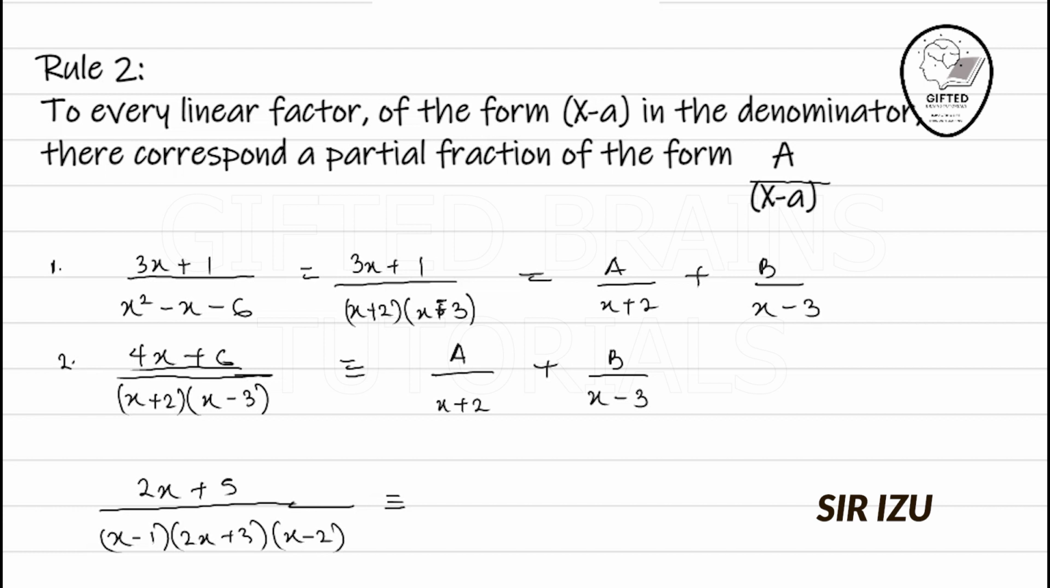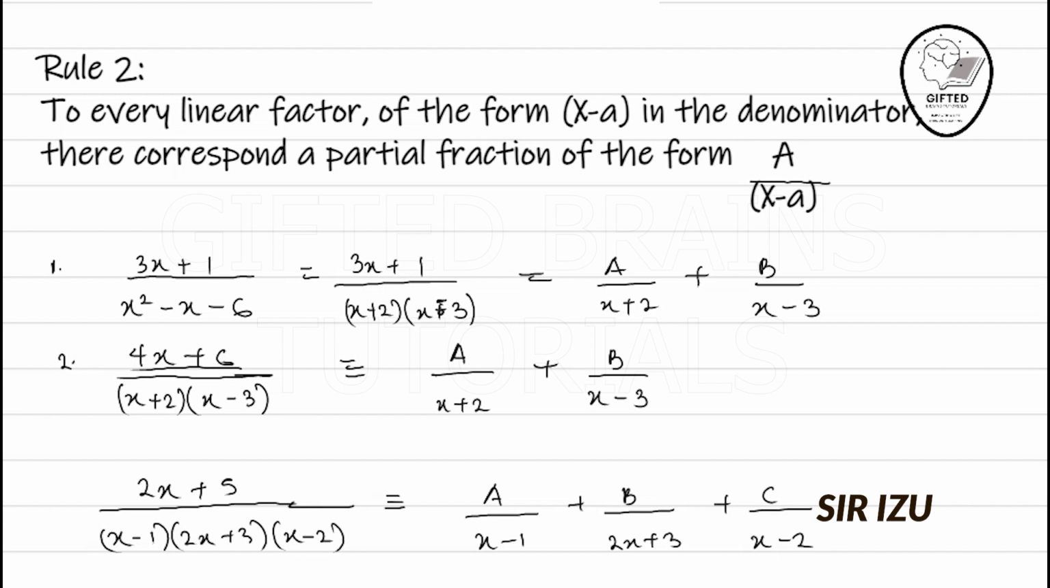Somewhat like this. Now, for the third case, here we have 3 linear factors. It will be a over x minus 1 plus b over 2x plus 3 plus c over x minus 2. And so that's what we have. What I'm trying to say is that you will separate every linear factor. Even though it is 4, you separate it a, b, c, d over each of the linear factors.